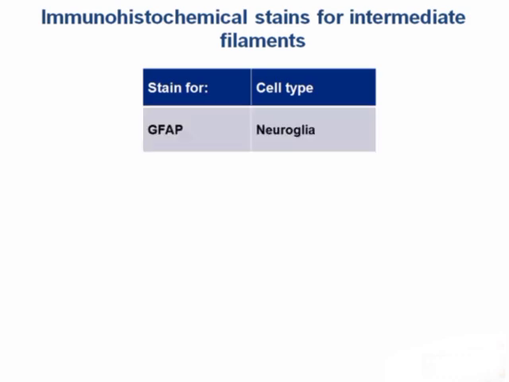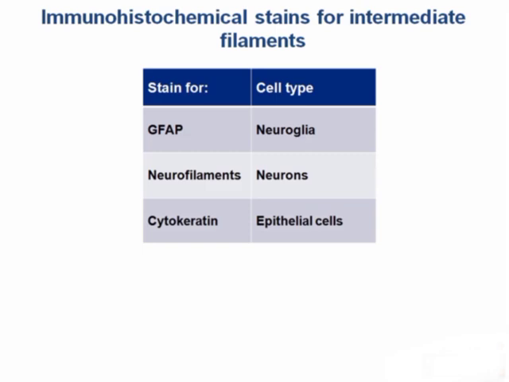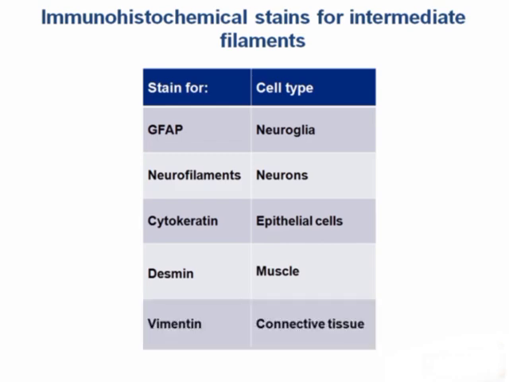Glial fibrillary acid protein, or GFAP, is found in neuroglia, such as astrocytes. Neurofilaments are obviously found in neurons, and cytokeratin is found in epithelial cells, which you can remember since epithelial cells in the skin are keratinized. Lastly, desmin is found in muscle tissue, and vimentin is found in connective tissue. There's not much else to say about these, just make sure you know which stain is for which cell type, so when it shows up in your exam it'll be that much easier to answer the question, or at least rule a few answer choices out.